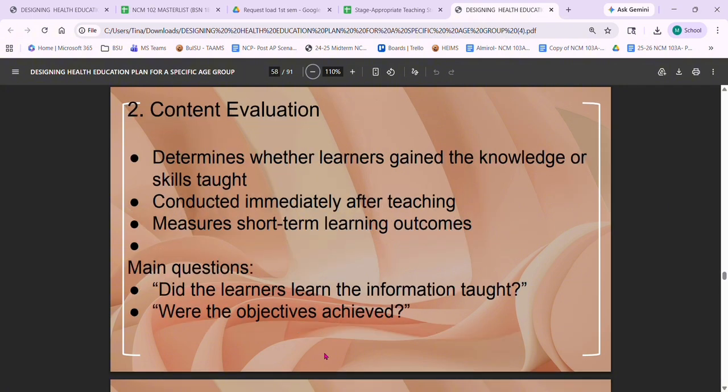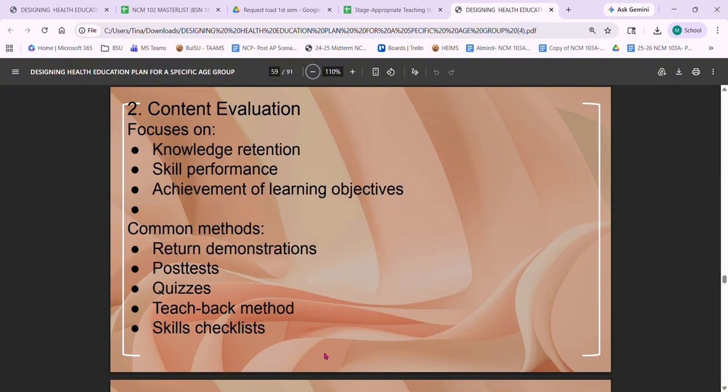But content evaluation determine whether learners gained the knowledge or skill taught. So ito kino-conduct immediately after the teaching. It measures what? Short-term learning outcomes. Did the learners learn from the information taught? Were the objectives achieved? That is content evaluation. It focus more on what? The knowledge retention after the session. Skill performance, achievement ng learning objective.